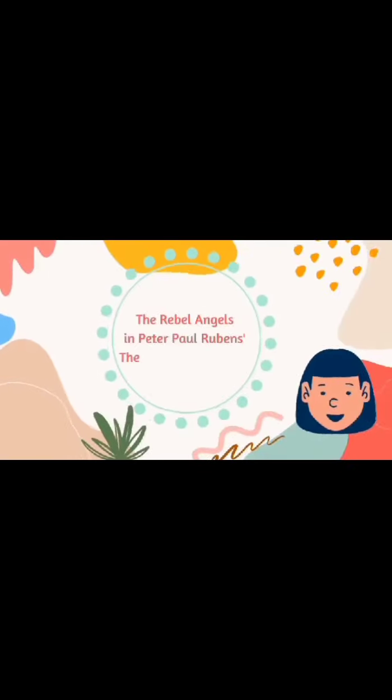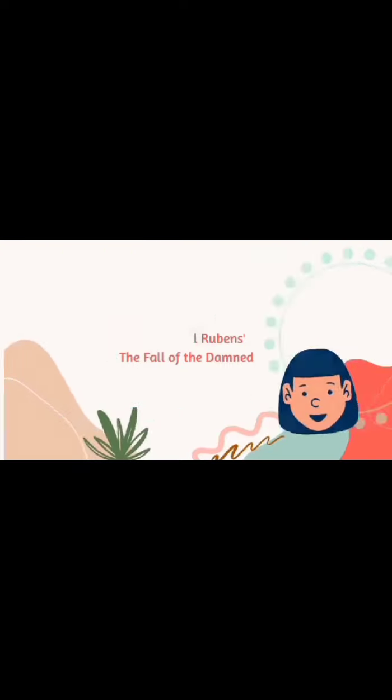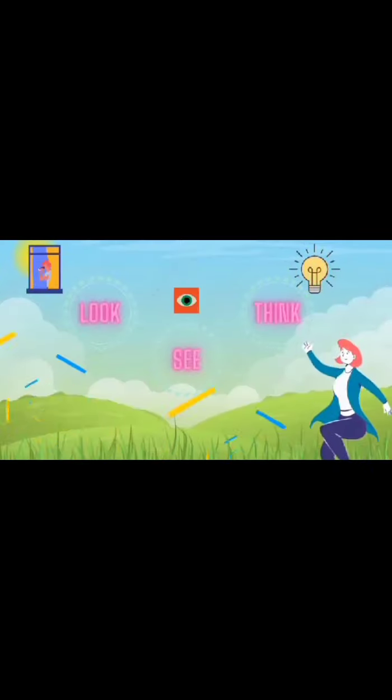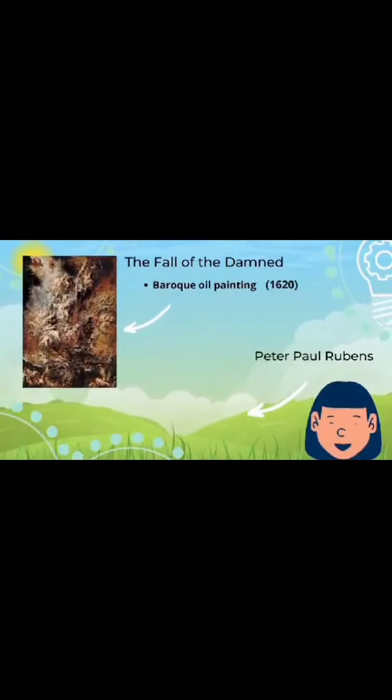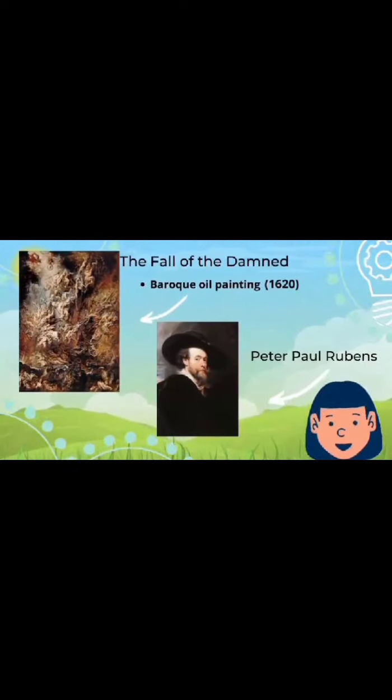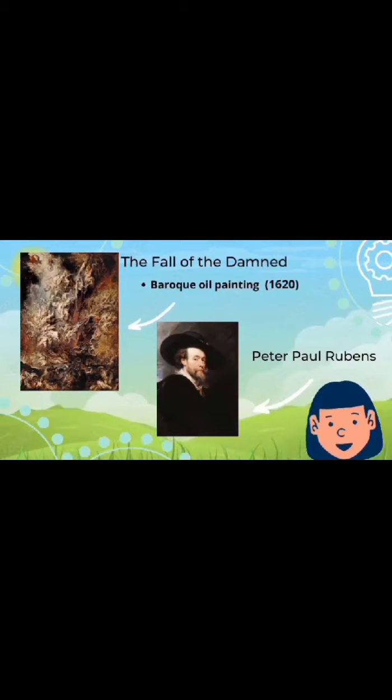Today, we are going to critique the painting The Fall of the Damned by Peter Paul Rubens. The Rebel Angels in Peter Paul Rubens's The Fall of the Damned. Now, sit back and relax as we look, see and think on Peter Paul Rubens's The Fall of the Damned. It is a well-known Baroque oil painting created by Belgian artist Peter Paul Rubens around 1620.